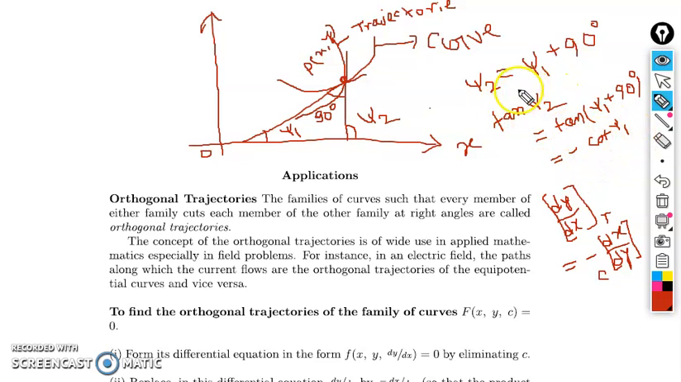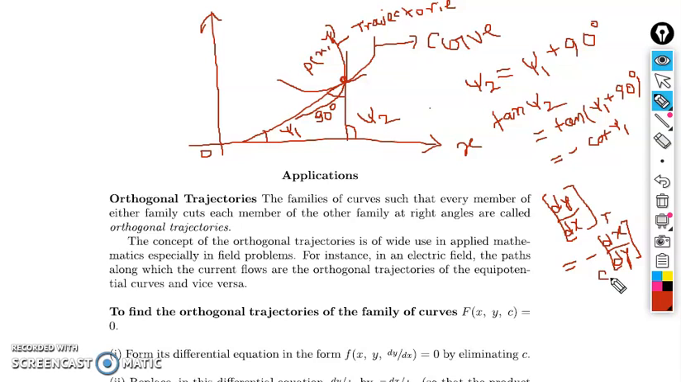So tan phi 2 is for the trajectory. Here we represent dy/dx for the trajectory, and because it's cot phi 1, here we represent minus dx/dy for the curve C at the same point. That is the interrelation between the curve and the trajectory.